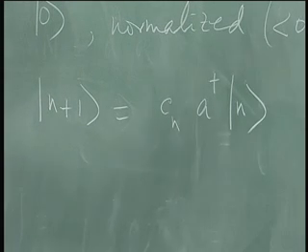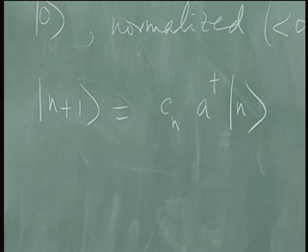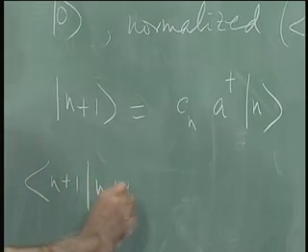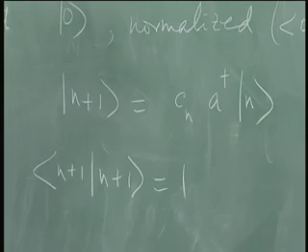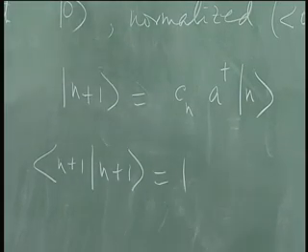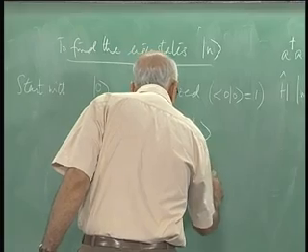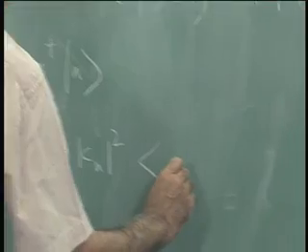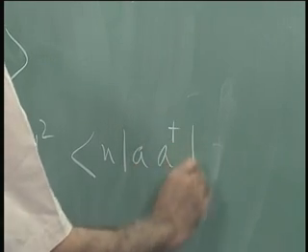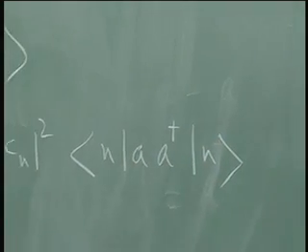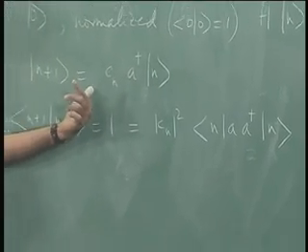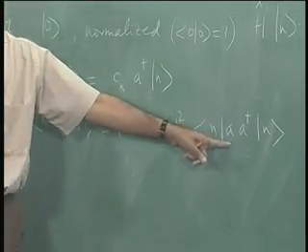I raise with the a dagger, I lower with the a, and I want this to be a normalized state. So the question is, what is this Cn equal to? Now how would I do this? Take the bra vector on this side, so n plus 1 with n plus 1. If that is 1 by construction, all these eigenstates are normalized, then this implies that mod Cn whole squared, n a dagger on n is 1, because I take this ket and I take its bra, and the bra of it is n bra and then an a on this side.